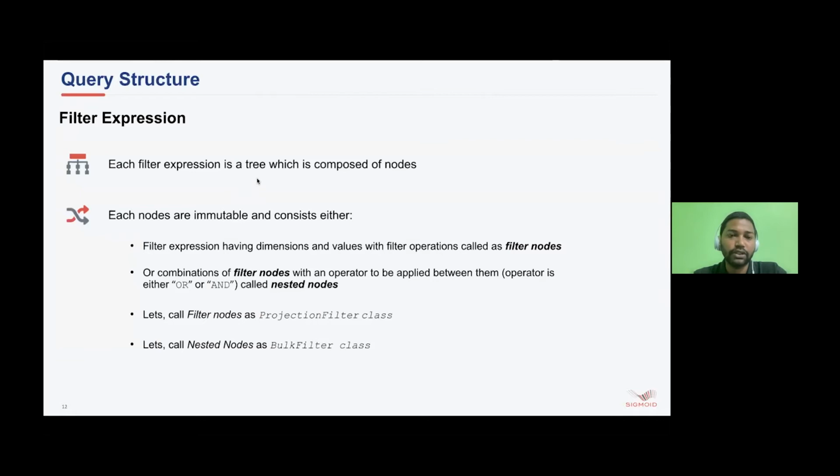So each filter expression is a tree which is composed of nodes. A node will denote the filter expression, and the filter expression can be of 2 types. They can have a dimension and values, which is like a single filter, like A or B or C. So they can be called filter nodes. Or the combination of filter nodes, when multiple filters are grouped together with an operator, can be called a nested node. So let's call the filter node a projection filter class, and the nested node a bulk filter.